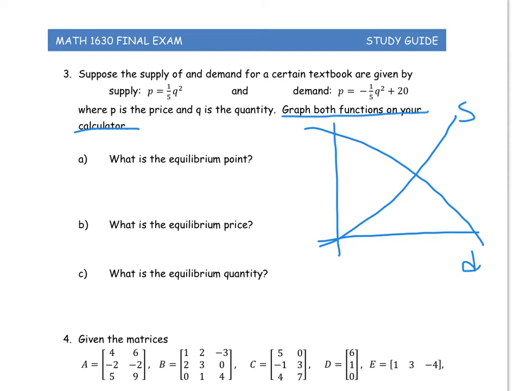And you know that because your demand function is a negative quadratic, so it's going to open downward, and your supply function is going to open upward because it's not negative, it's positive. So that's how you can easily tell which is which. This is going to be your equilibrium point right here. And the equilibrium point is actually at about 7.07.